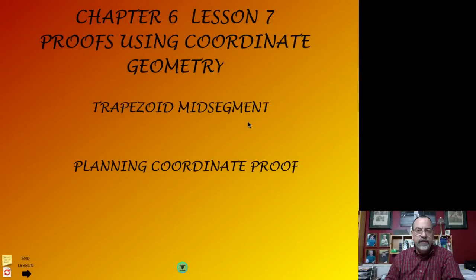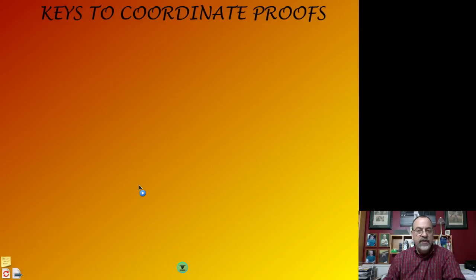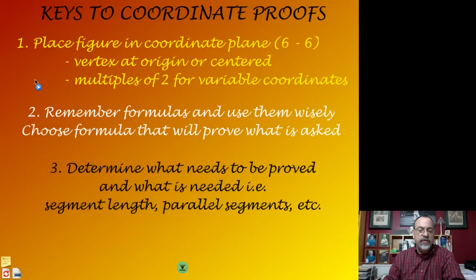Chapter 6, Lesson 7 of Geometry, and we want to wrap up this chapter by looking at planning coordinate proofs. Most of this lesson, as far as homework goes, will be filling in the blanks. Maybe a few problems where we'll actually calculate using coordinates, and we'll take a look at one example possibly when we do that. The key to doing coordinate proofs, and there's three keys to doing coordinate proofs.